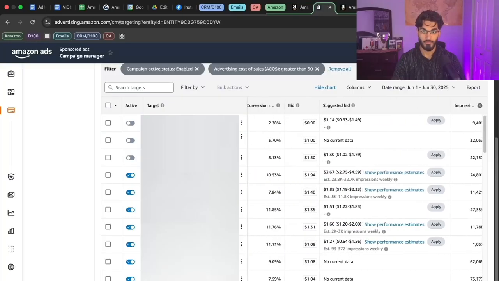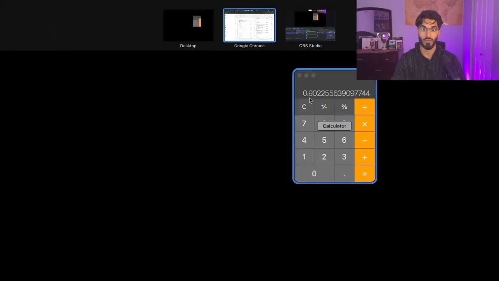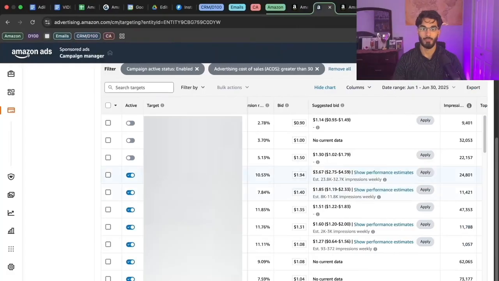So for this one, I'd have a look at our bid is at $1. Apply the same thing, the same coefficient. So our coefficient was 1.33. So I'm gonna do $1 divided by 1.33. 75 cents. So I'm gonna reduce that bid to 75 cents.